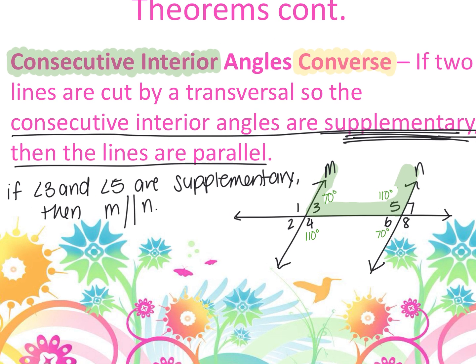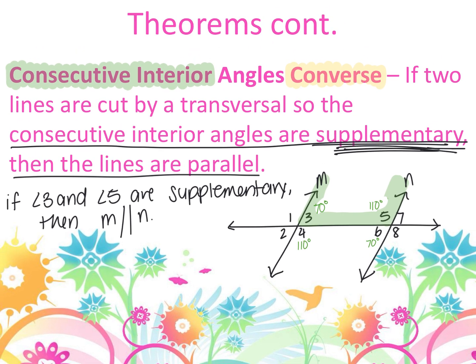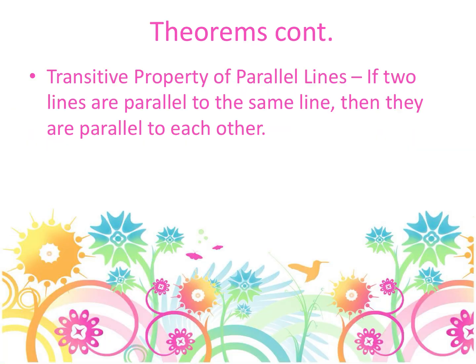Okay, so this is what it would look like if I'm using consecutive interior angles converse. Remember, we are proving that my lines are parallel. So if they're supplementary, then my lines are parallel. All right, another theorem, we have transitive property of parallel lines. Can someone tell me, what does transitive mean? We covered this in chapter 2.